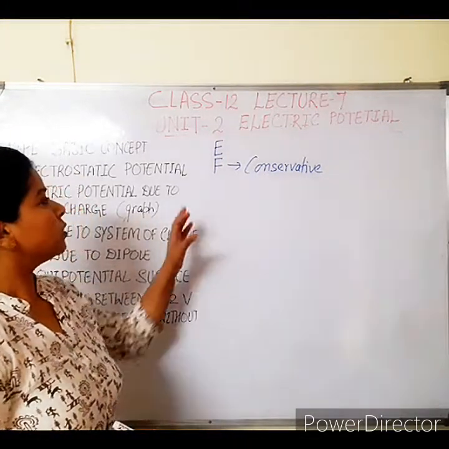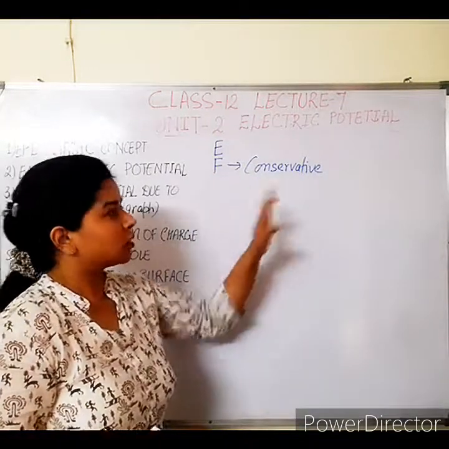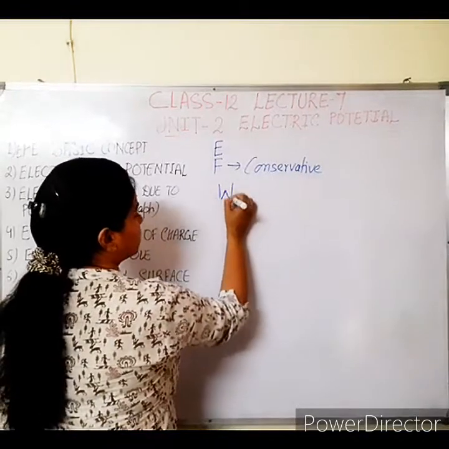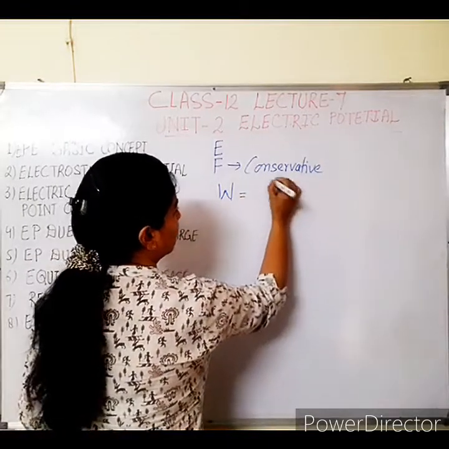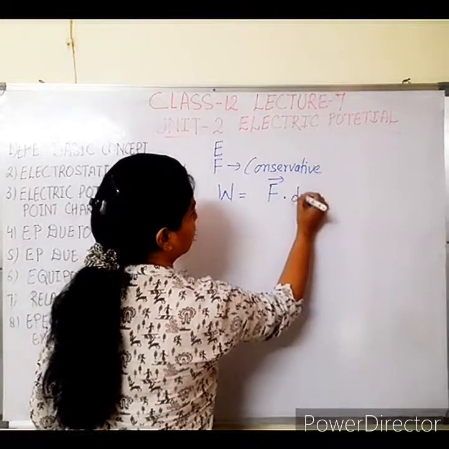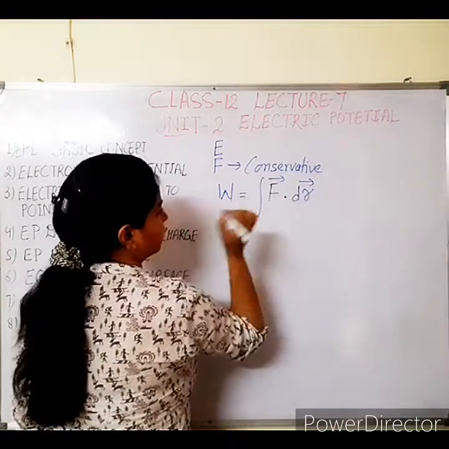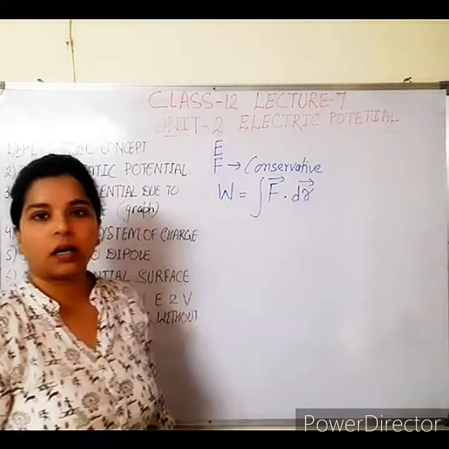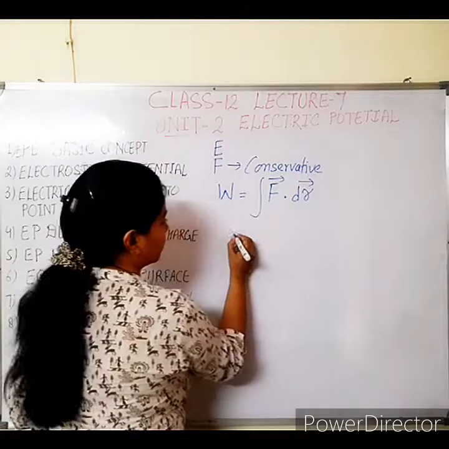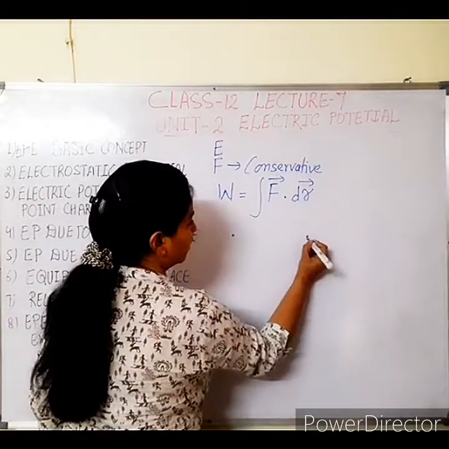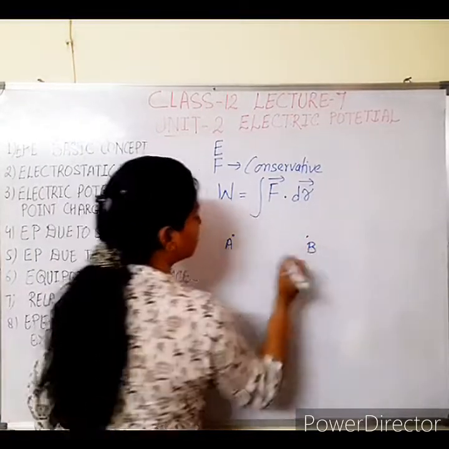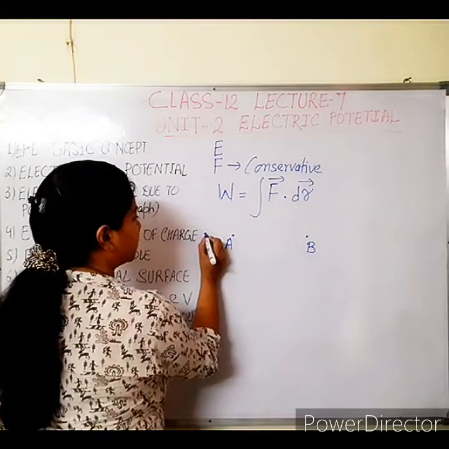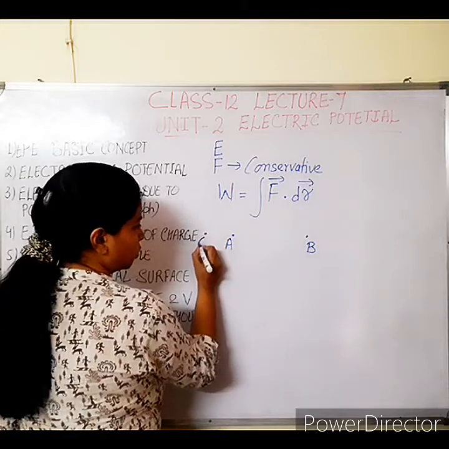Okay, so first of all, force F is conservative, and you know that work depends on force by the relation integral of F dot dr. This is an integration sign here, F dot dr. dr is the small displacement, we can see it in the figure. These are 2 points A and B. And a charge is present here, that is the source charge.